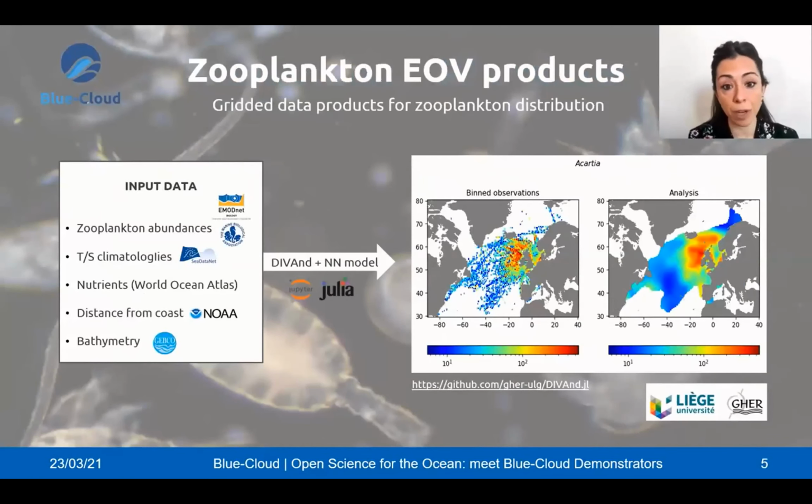The second part of the demonstrator, the zooplankton EOV products, aims at deriving gridded data products for zooplankton distributions using variational analysis and neural networks. A set of several input data sets were used to perform an interpolation using the tool DIVA-ND and a neural network model to generate maps of zooplankton distributions. In the plot on the right, we can observe how, after performing the interpolation, we obtain smoothed gridded field maps for one of the most abundant copepod species in the Northeast Atlantic.